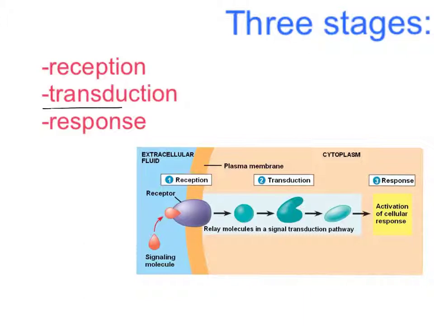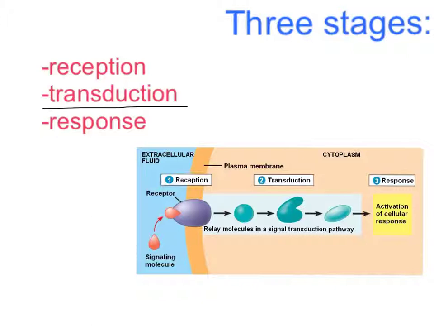Second, we have transduction, and in that, it's a cascade of molecular interactions that relay signals from receptors to target molecules. There's also protein kinase, and that's an enzyme that phosphorylates and activates proteins at the next level. And then you have the phosphorylation cascade, and it enhances and amplifies the signals.